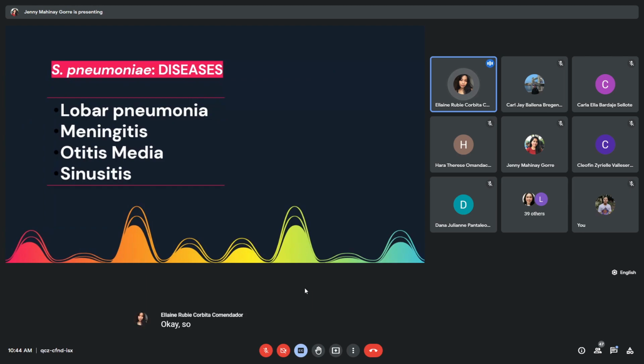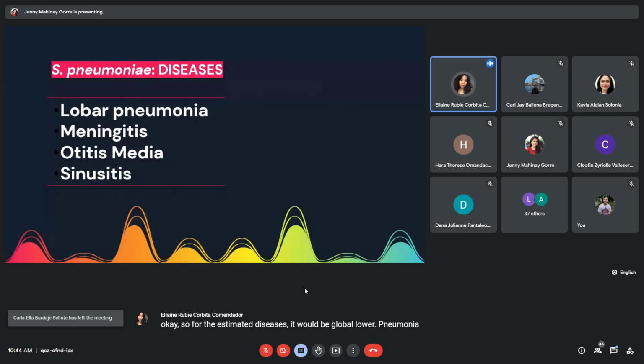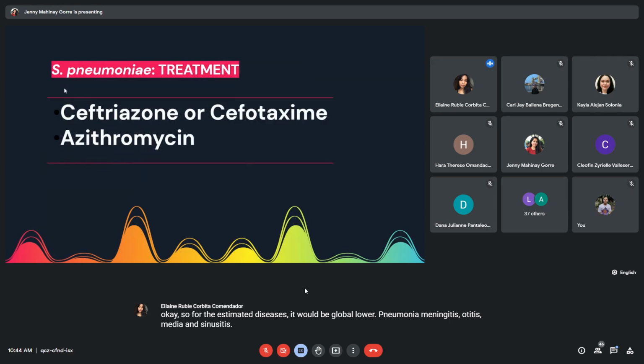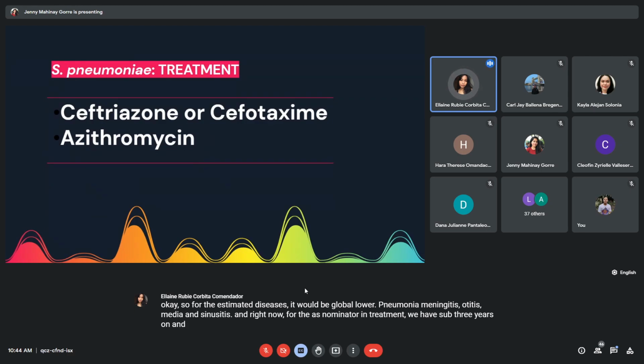Okay, so for the S. pneumoniae diseases, it would be lobar pneumonia, meningitis, otitis media, and sinusitis. And for the S. pneumoniae treatment, we have ceftriaxone and azithromycin.